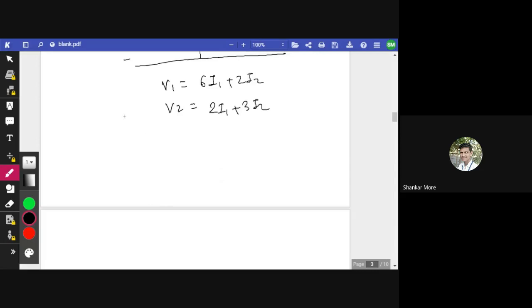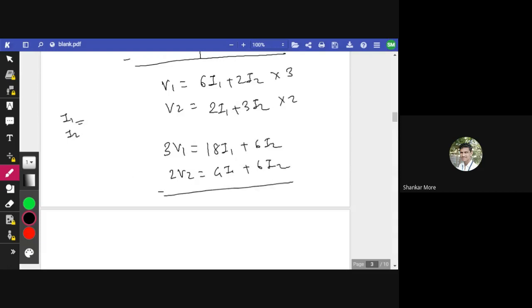So again, we need equations for y parameters, that is in the form of I1 and I2. For the equation of I1, we don't need I2. So we'll simply multiply this equation by 3, this equation by 2, so I2 becomes 6 and it can be eliminated. So 3V1 is equals to 6 3s are 18 I1 plus 2 3s are 6 I2. 2V2 is equals to 4 I1 plus 6 I2. Now if we subtract, I2 gets cancelled.